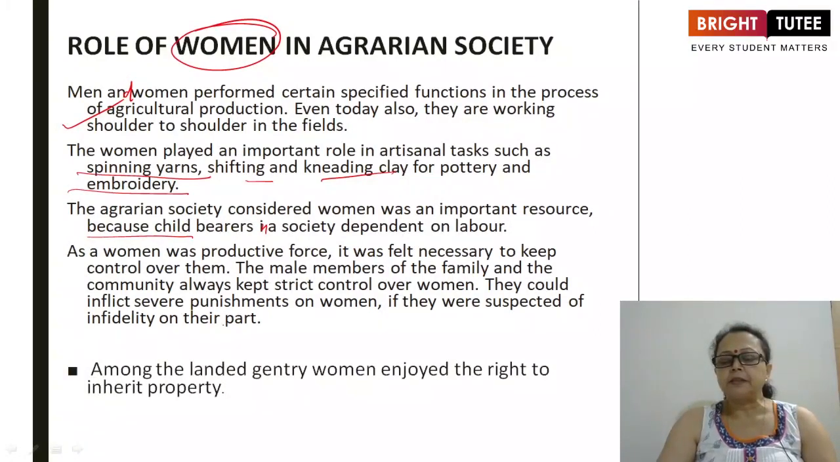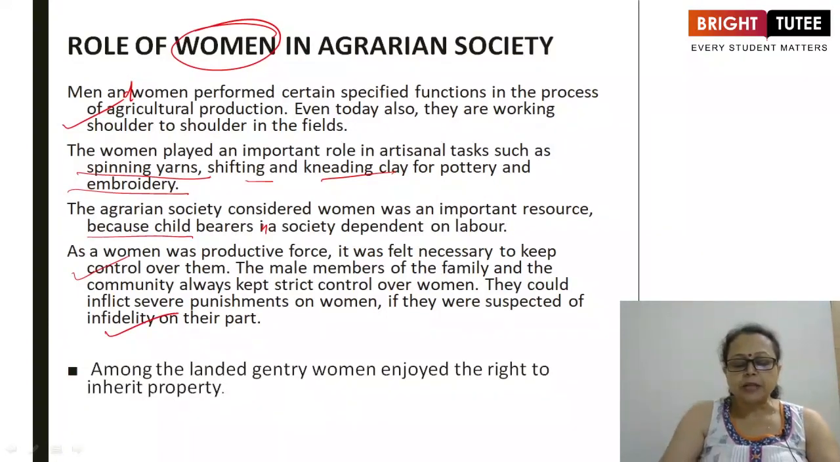on labor. As woman was a productive force, it was felt necessary to keep control over them. The male members of the family and the community always kept strict control over women. This is the right given to the male member. As they are physically strong, they started taking strict control over women. They could inflict severe punishments on women if they suspected infidelity on their part.